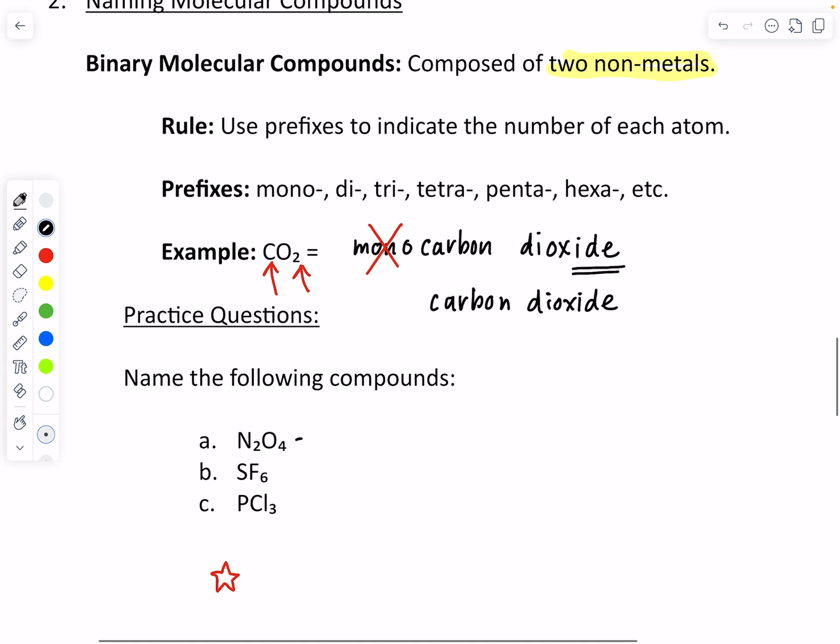Let's try this sample problem. 2 nitrogen is dinitrogen, and 4 oxygen is tetraoxide. Again with the ending ide.